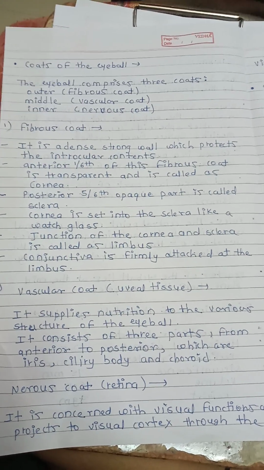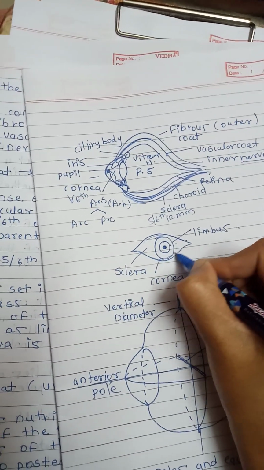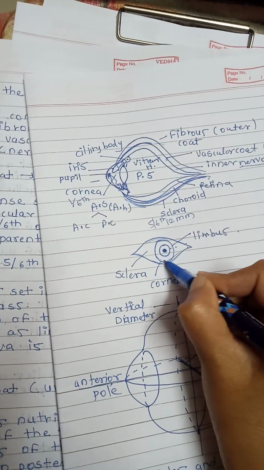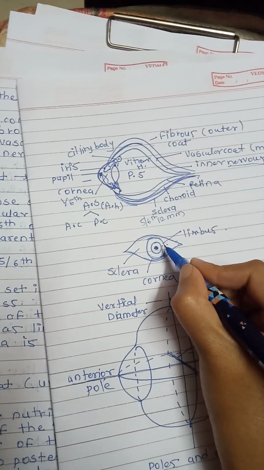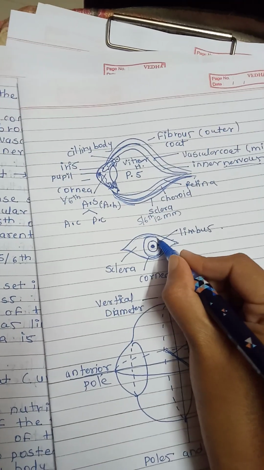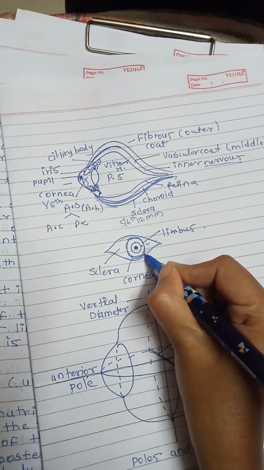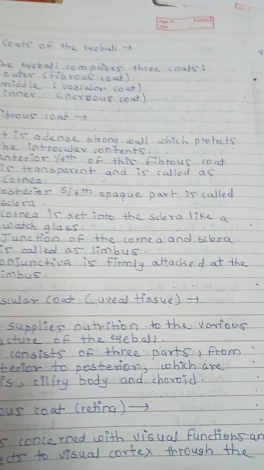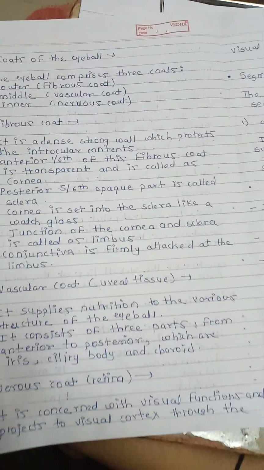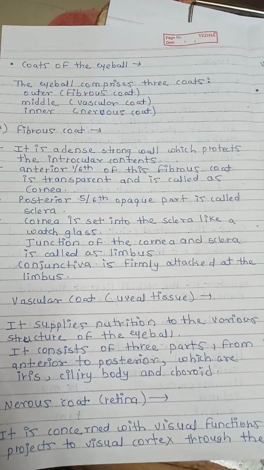The cornea is set into the sclera just like a watch glass. When we see the open eyeball, this is the cornea and this is the pupil. The junction between the cornea and sclera is called the limbus. Then the conjunctiva is firmly attached at the limbus.